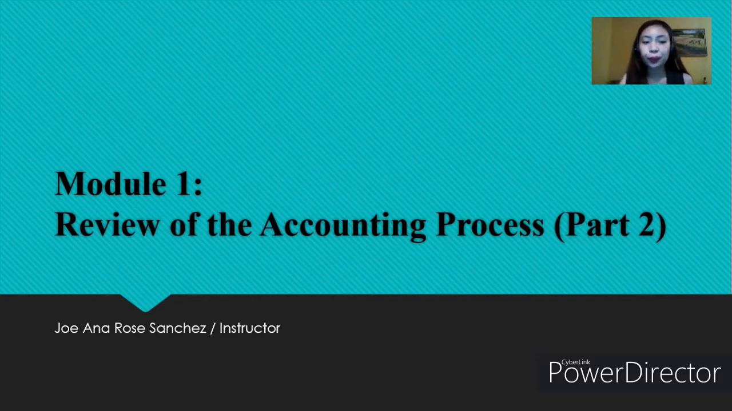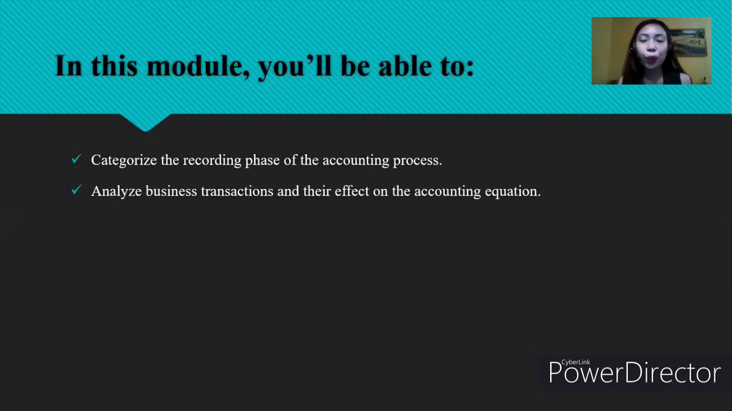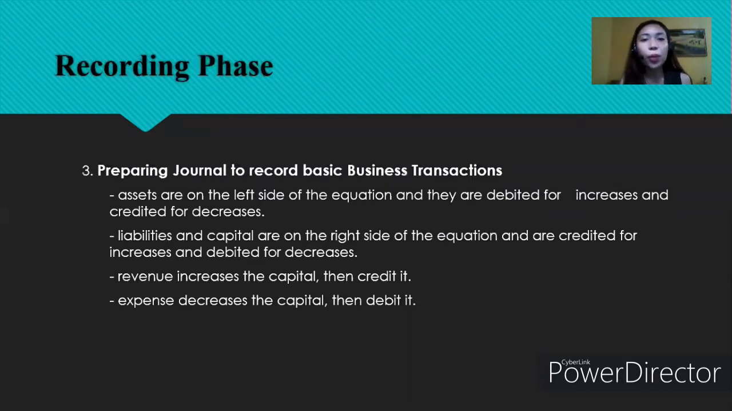Okay? So, in this module, you'll be able to categorize the recording phase of the accounting process and analyze business transactions and their effect on the accounting equation. So, for the continuation of our recording phase, we are now on the third process, and that is preparing journal entries to record the basic business transactions. Based on the accounting equation, you will have to analyze business transactions for preparation of journal entries.